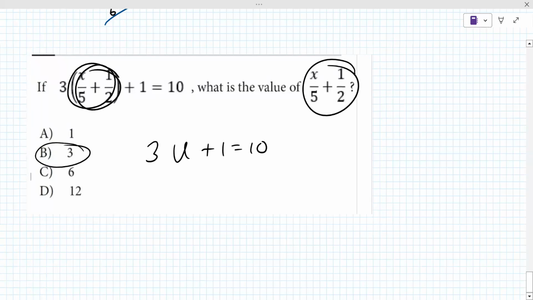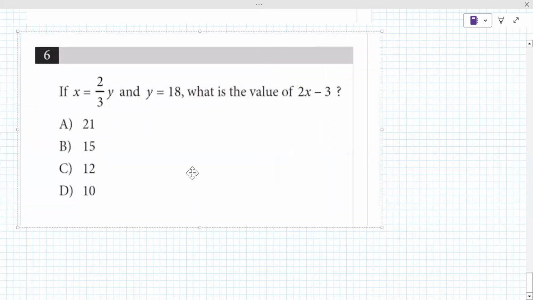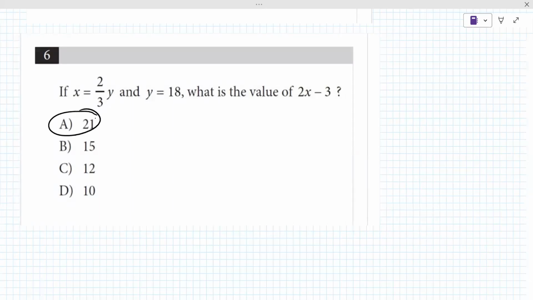All right, this will probably be our last question here. It's a little longer. Okay, all right. Y equals 18. Okay, then 6, 12, 18, X equals 12, 12, 24, 21. A, 21. Really good. All right, good job on that.